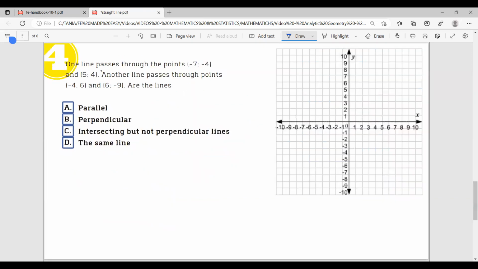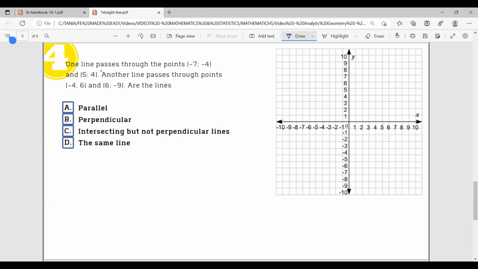Problem number 4. One line passes through the points (-7, -4) and (5, 4). Another line passes through points (-4, 6) and (6, -9). Are these lines parallel, perpendicular, intersecting but not perpendicular lines, the same line? So again, we've discussed, we already know when two lines are parallel, perpendicular, when two lines are the same, and when they intersect but are not perpendicular. If we want, we can represent these points in this graph, and I will do that just to have a visual of it.